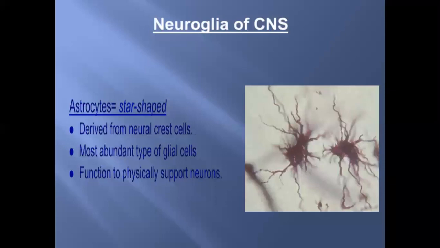So, neuroglia of the CNS: astrocytes. These are derived from neural crest cells. They are the most abundant type of glial cells. Their function is to physically support the neurons, and they also help in formation of the blood-brain barrier. So these are the astrocytes. Again, there are two types of astrocytes: fibrous and protoplasmic.